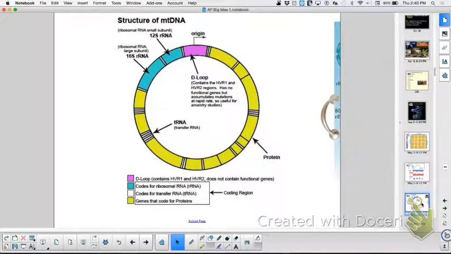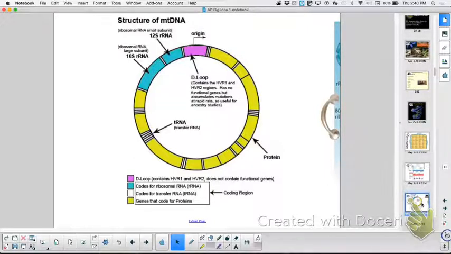Why is it that mitochondria and chloroplasts have DNA in them? Because they were originally, what's it called? The endosymbiotic hypothesis, which says they were free-living prokaryotes that went to live inside of another eukaryote.